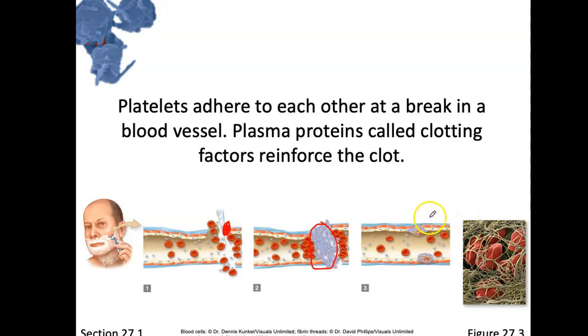And then this is showing the tissue damage fixed up. And if you were to look at it under a really nice microscope, you would see that those red blood cells are trapped in these non-soluble strands of fibrin. So it forms a little network, a little net that's going to stop that bleeding. Pretty cool.